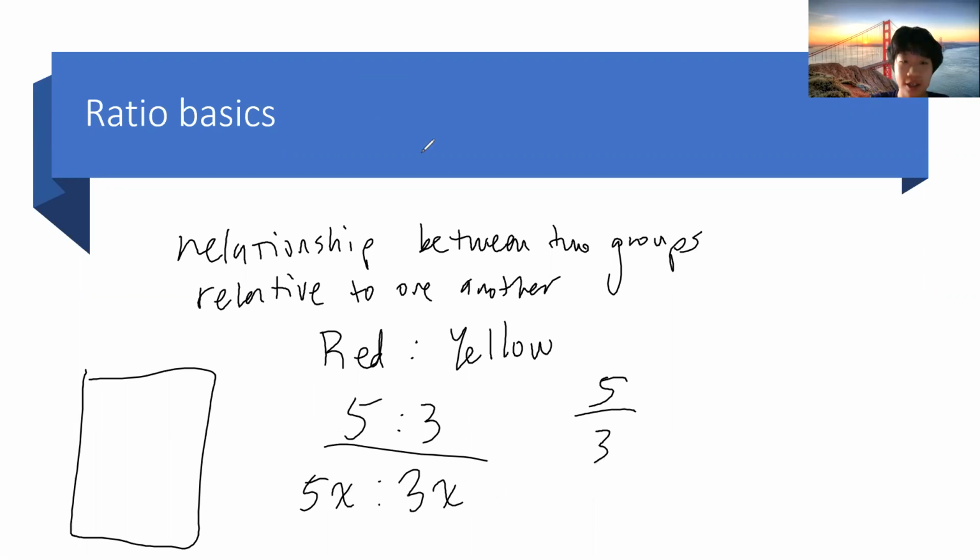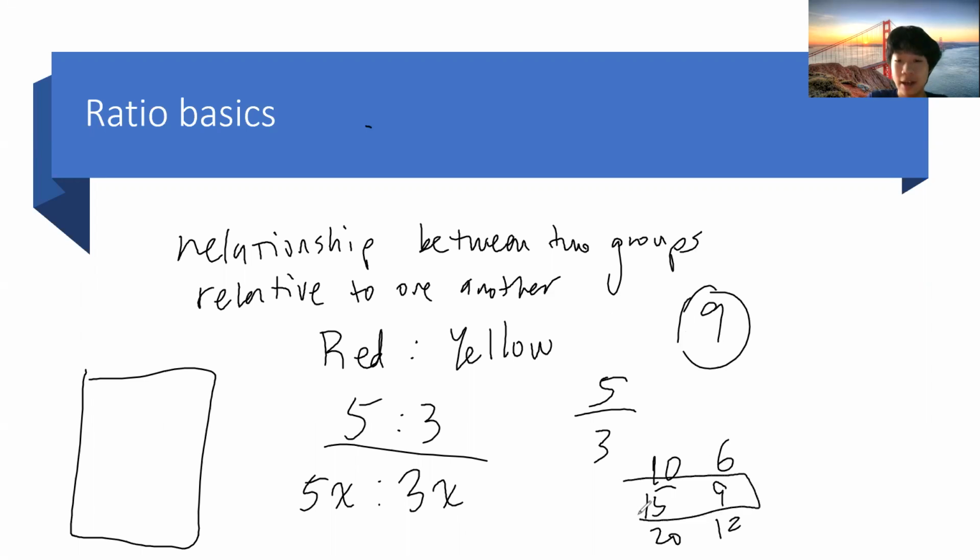The number of red and yellow balls could be 10 and 6, or 15 and 9, or 20 and 12. Ratios only represent the comparison between these two groups relative to one another, so it doesn't tell us exactly how many there are. To find out exactly how many there are in each group, we need more information. For example, if I say the number of yellow balls is exactly 9, then we know that there are 15 red balls. So these are basically ratios.